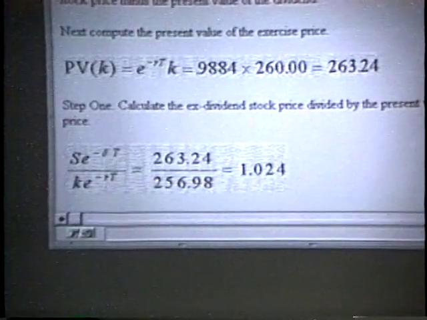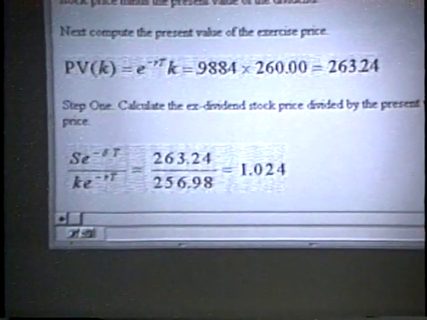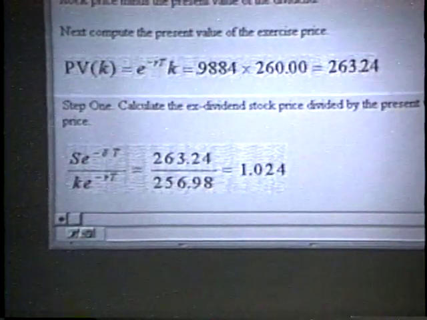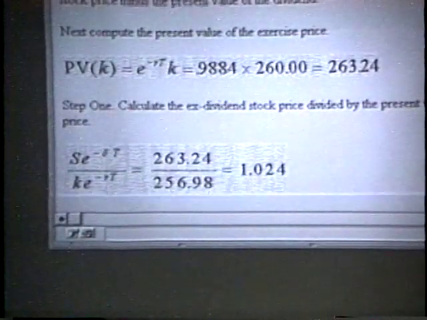Hopefully everybody can see that 0.98 times 260 is not 263. Okay, so these are the steps that we're going to go through to price this option. The first thing we're going to do, yes?